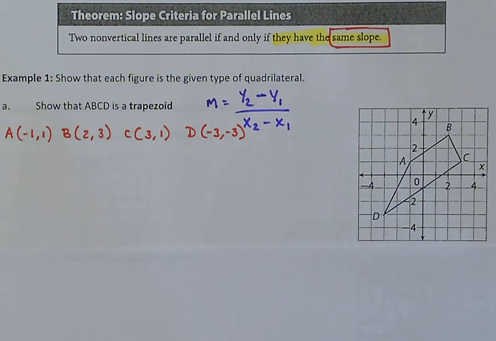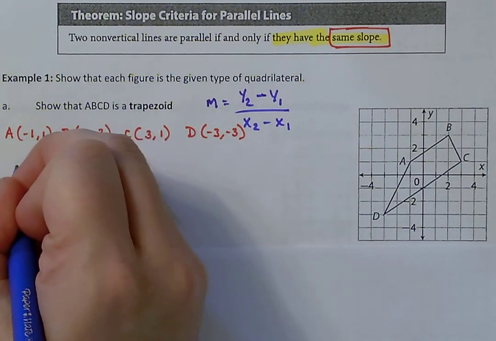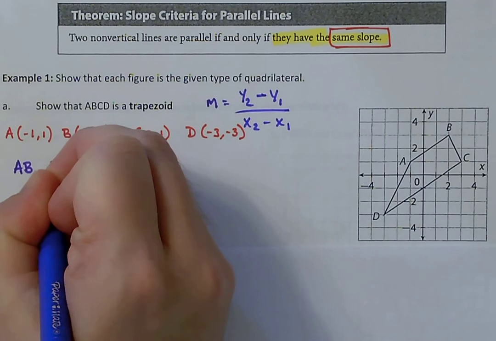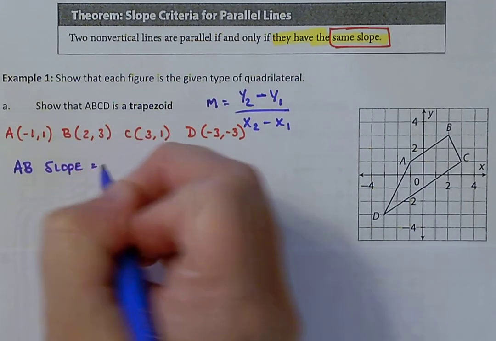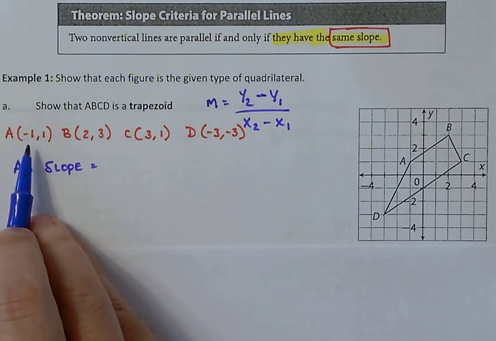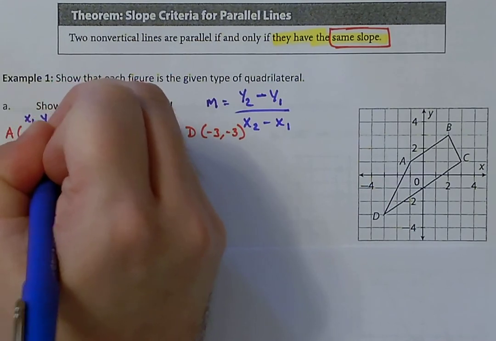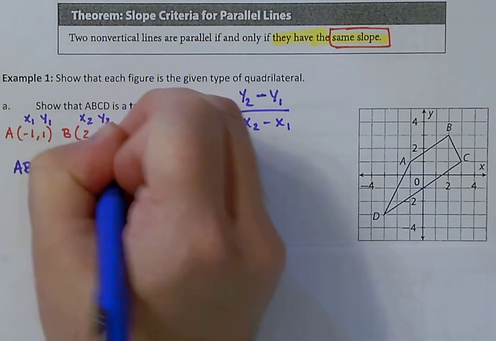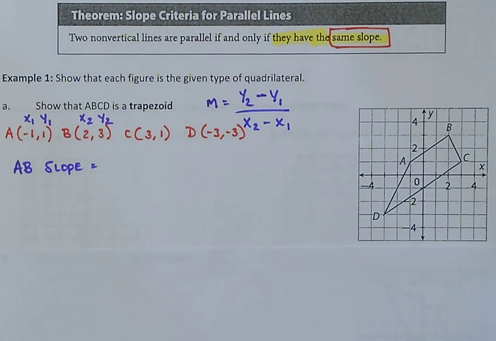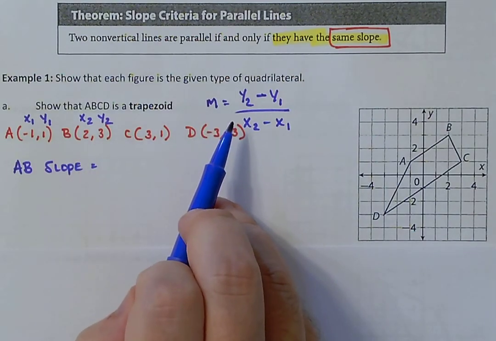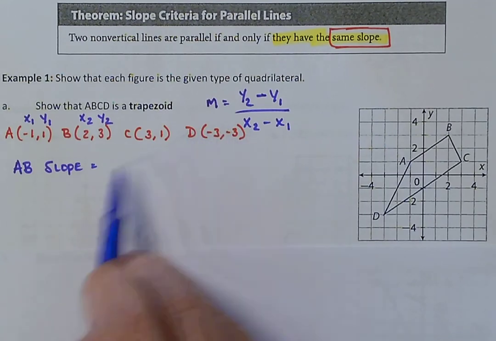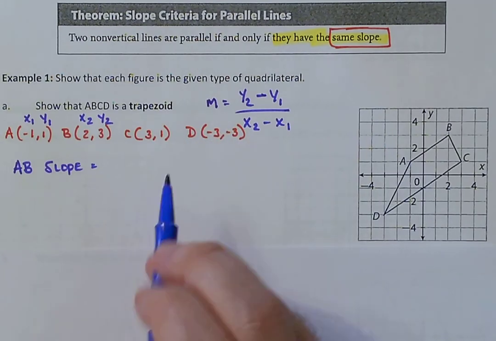Again, to prove this is a trapezoid, we need to know that AB is parallel to DC. So we need to go through and figure out the slope of AB and then the slope of DC. So for the slope of AB, we're going to use the vertex points of A and B for our x1, y1 and our x2, y2. So A is our x1, y1 and B is our x2, y2. So we're going to plug them into the slope formula, y2 minus y1 over x2 minus x1, to figure out the slope of AB.